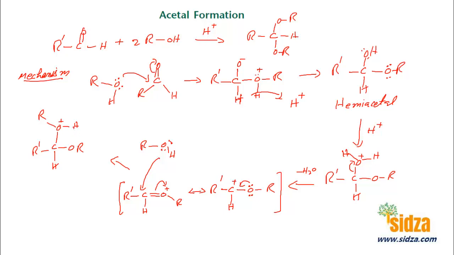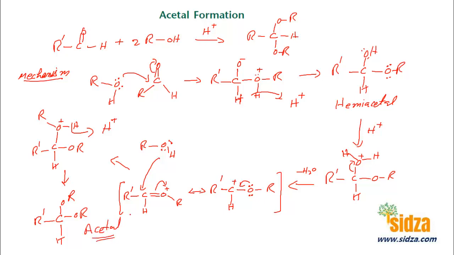And now what will happen? Again, this hydrogen will be lost as H positive, and then what do you get? You get a carbon with an alkyl group, hydrogen, OR, and now this is another OR. This is what you call an acetal, right? Carbon with two OR groups. This is what we call an acetal.